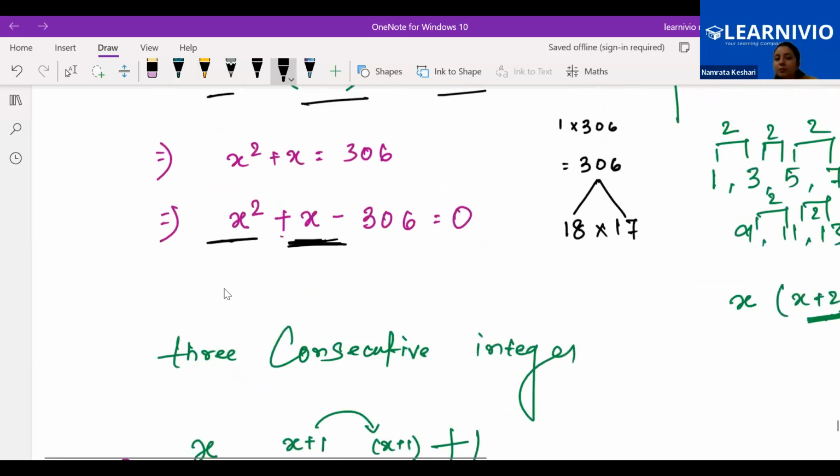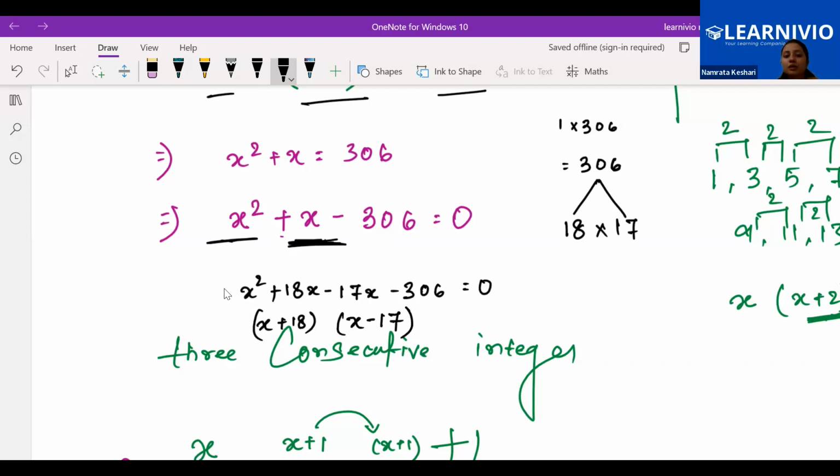It's giving us the middle term. When we do the subtraction, we will get the middle term, that is positive x. Our middle term is positive x. So we are going to take plus 18x minus 17x minus 306 is equal to 0. Here, taking x common, it comes out as x plus 18. Taking minus 17 common, be careful, we have to take minus 17 common over here, so we get x minus 17. This is how we are splitting the middle term.